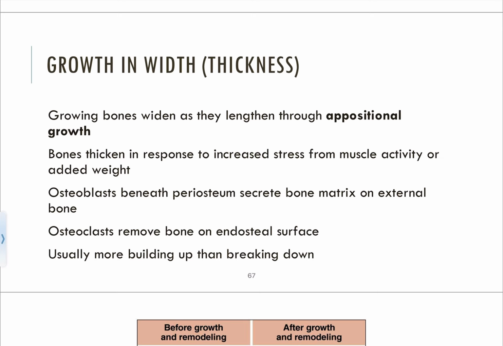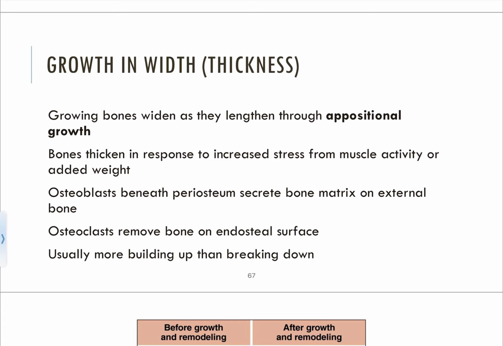And how do we know when to grow our bones in thickness? Well, it's based off of where we have the most stress, muscle activity, or weight bearing on our bones. So the osteoblasts that are beneath the periosteum are going to secrete the bone matrix onto the external surface, and then osteoclasts can come in and remove bone on the endosteal surface. So as we build bone on the outside, remove it on the inside, we basically are widening or making thicker the bone.